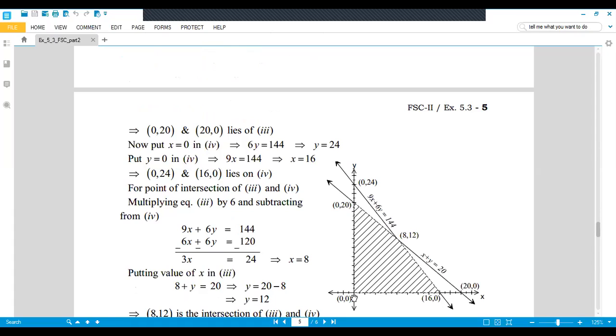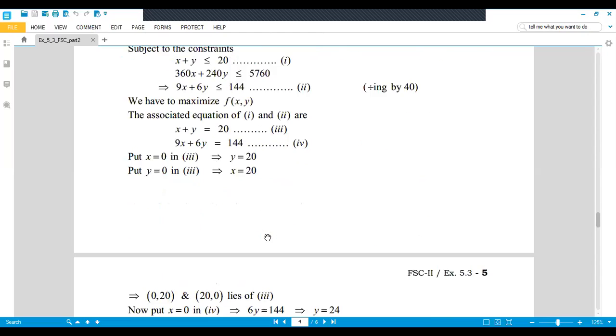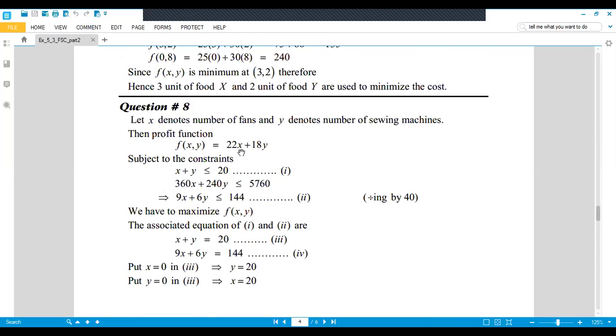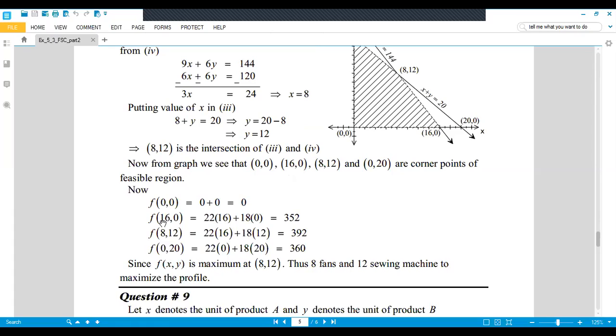Now the corner points are (0, 0), (16, 0), (8, 12) and (0, 20). These four are the corner points. These four corner points, one by one, we put in the objective function. The objective function is f(x, y) = 22x plus 18y. And these corner points are given as ordered pairs. So the first value we put in place of x and the second value we put in place of y. So when we put these values in the objective function, we get 0, 352, 392 and 360.